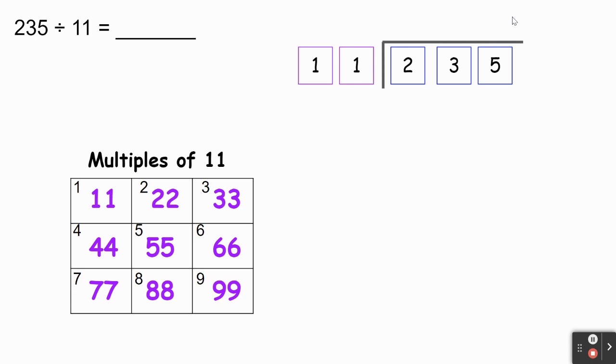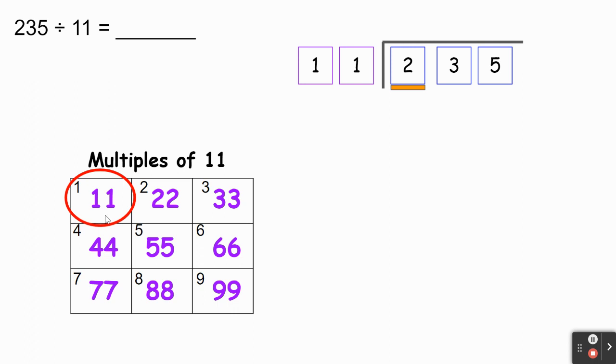Let's first look at the biggest place value, which is the hundreds place in our dividend. We're asking ourselves, what can we multiply by 11 to get closest to 2 without going over? Well, if we look at our multiples, we can see that the first multiple is already too big. We don't have 11 hundreds to share. We only have 2 of them. So that means we cannot give any group any hundreds yet.